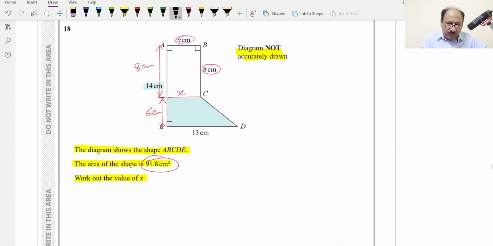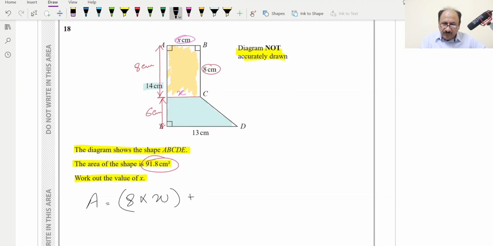Area of compound shape will be equal to what? So area of this rectangle, which is length into width. So we can write 8 multiply by x. This will be area of rectangle plus area of trapezium.